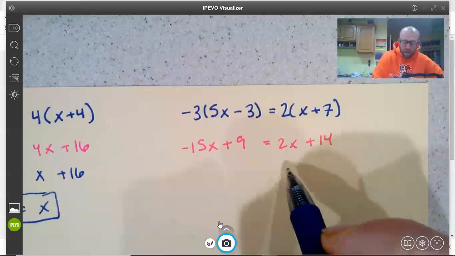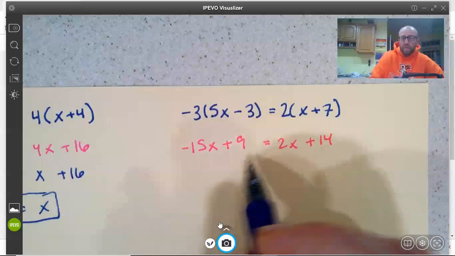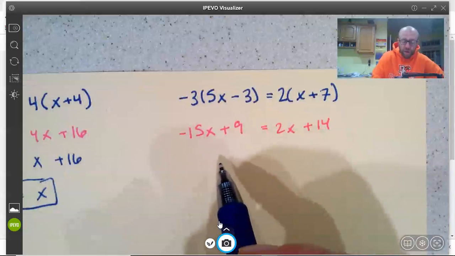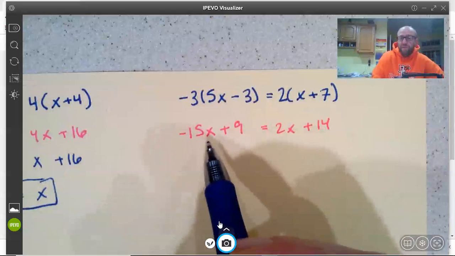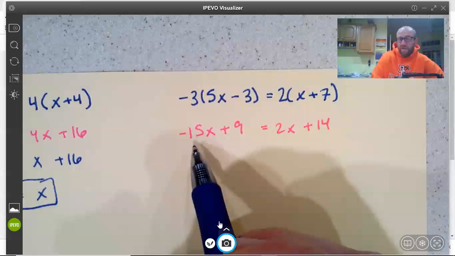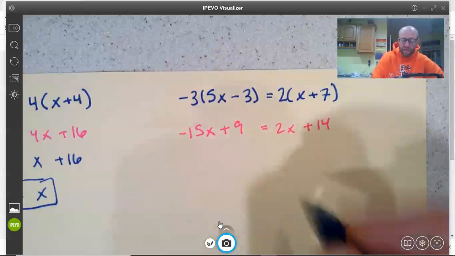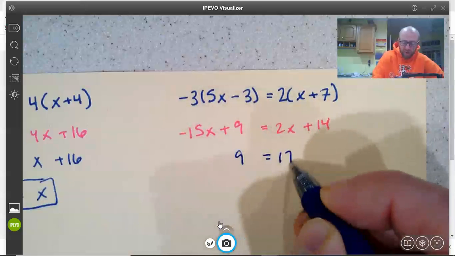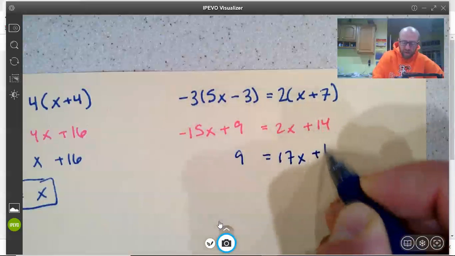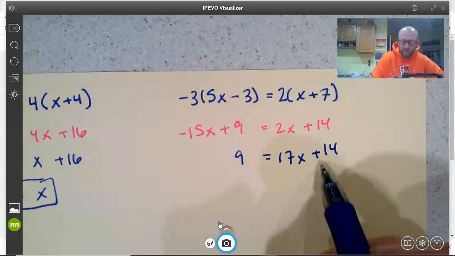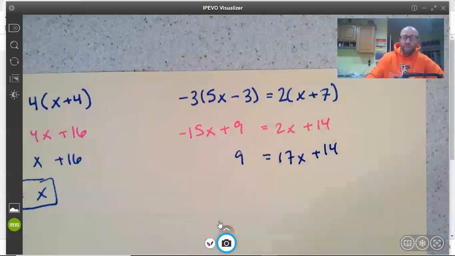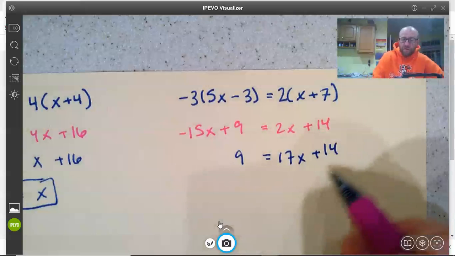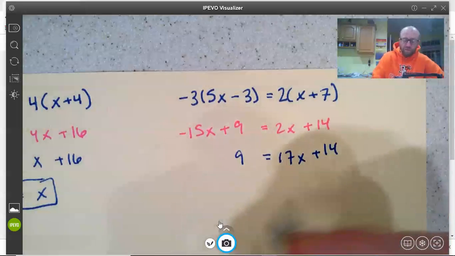Let's see. What I want to do is, I usually like to get rid of the smaller of the two x terms, and this one technically is smaller, so I'm going to add 15x to each side. That's going to leave me with 9 over here. 2x and 15x is 17x. I still have my 14 over here. And then I'm going to take 14 from each side, and the goal there is to get the x term by itself. I don't want this 14 hanging out with it, so I'm going to subtract it.